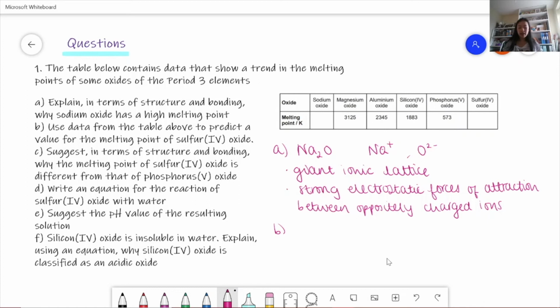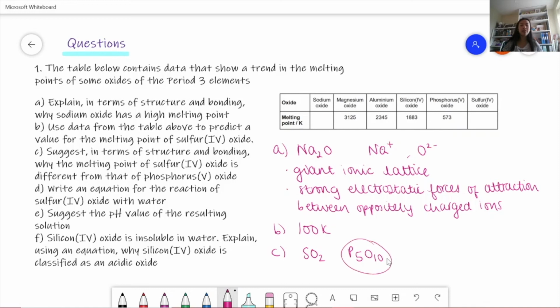So we could guess the melting point to be maybe 100 Kelvin, just something a lot lower than everything else in the table. And then for C, suggest in terms of structure and bonding why the melting point of sulfur oxide is different from that of phosphorus oxide. And this is because the sulfur 4 oxide, another name for it is sulfur dioxide, so it's SO2, and the phosphorus 5 oxide is actually P5O10.